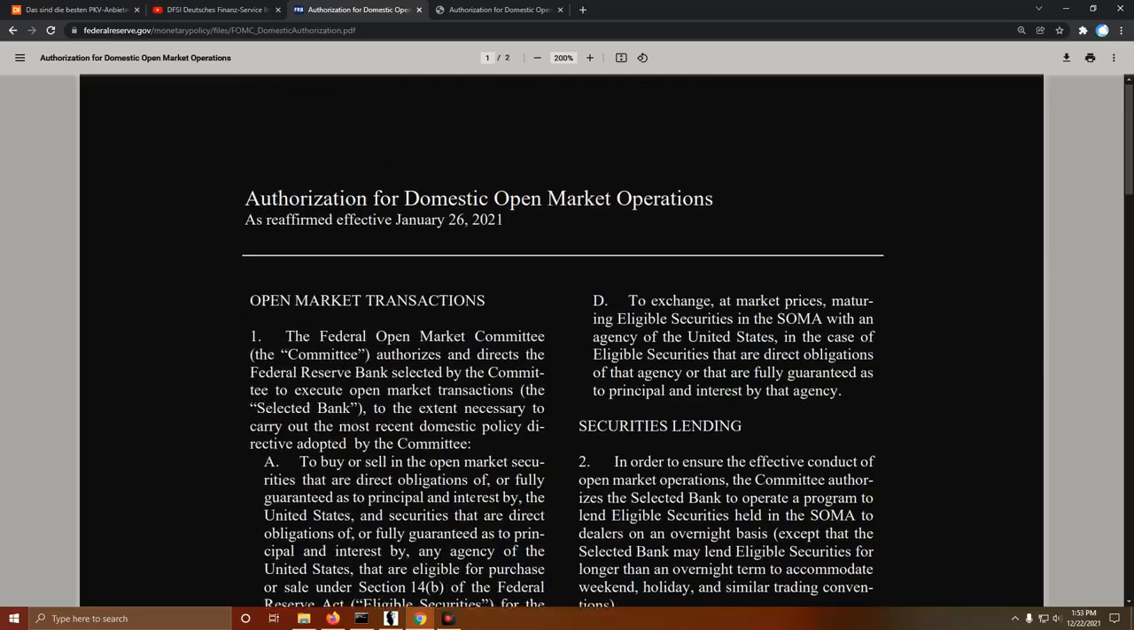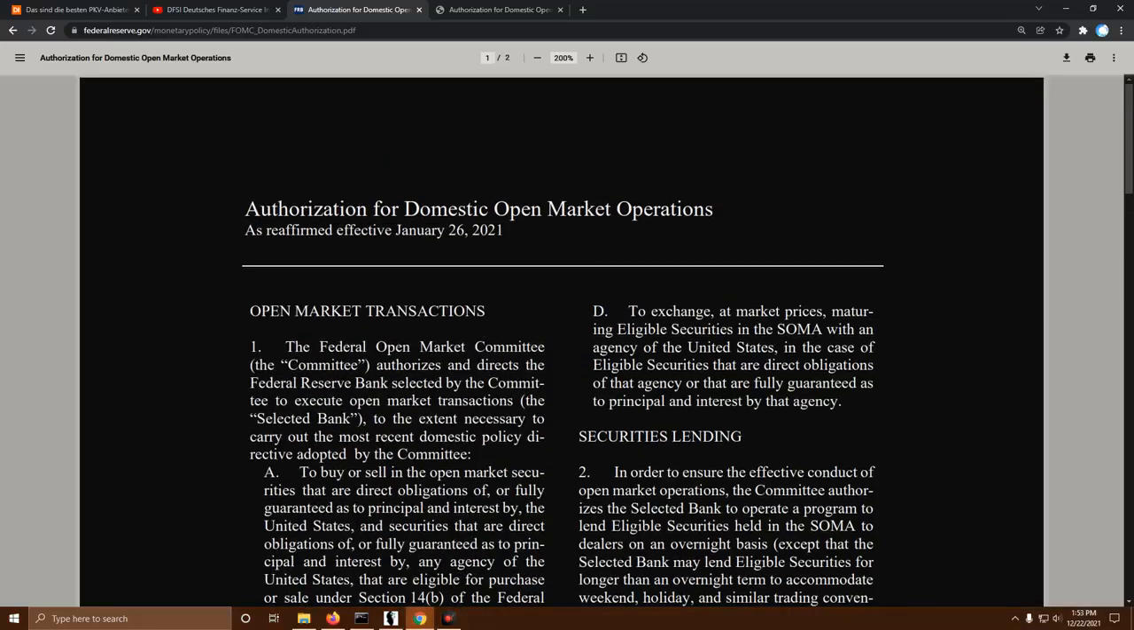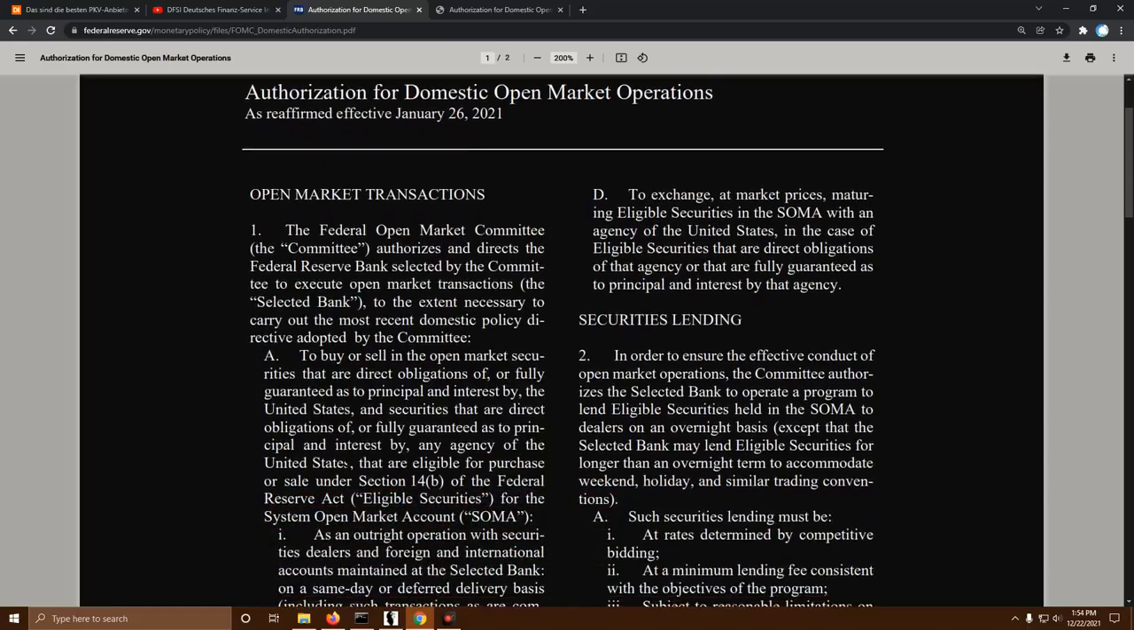Okay, let's read something real quick. So a lot of you want to know what the reverse repo is about, right? Well, this is the open market transactions. This is the authorization for domestic open market operations, which is what the repo is. This was effective January 26th of this year. So let's take a look.